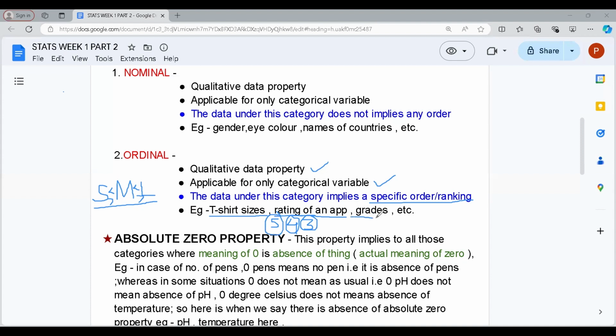Then we have grades. Like in school, you get grades like A, B, C, D. A, B, C, D do not have an individual quantity, individual identity, although they are categorical, but you have like A is a good one, B is not a good one, C is a very bad one, like that. So you get the point that they have a specific order or a property or a ranking.